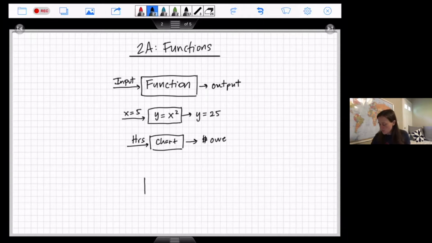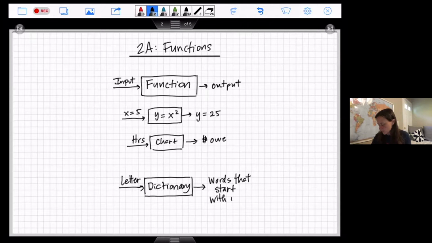All right, so what if we use as our rule the dictionary? And the input you give it is a letter in the alphabet. And the dictionary will let you know all of the words that start with that letter. So like I said, this is not a mathematical function. And the reason why is because of the number of outputs that you get. So for a rule to qualify as a mathematical function, each input can be assigned only one output.